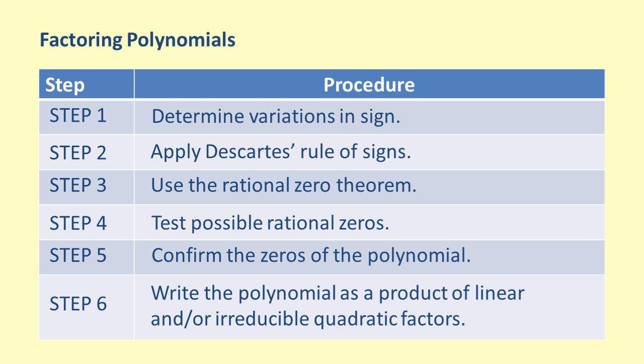Let's try an example of this. Here we have the polynomial p of x equals x cubed minus 6x squared plus 11x minus 6. We'll use our 6-step method to write this polynomial as a product of irreducible factors. For step 1, we'll determine the number of variations in sign for p of x and p of negative x.